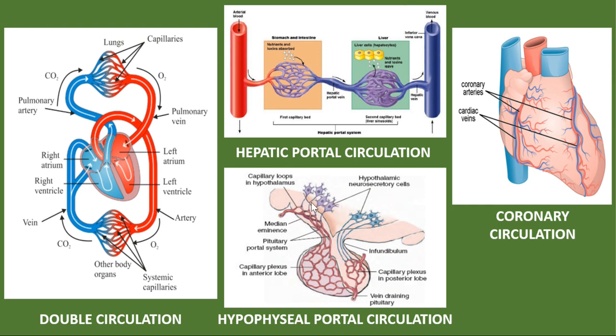So here it begins from the capillaries. It starts from the capillaries. It ends in the capillaries. This is the capillary system of the pituitary gland. This is the capillary system of the hypothalamus. So the blood vessel which is present in between is called the hypophyseal portal vein, which finally forms the hypophyseal portal circulation or hypophyseal portal system.